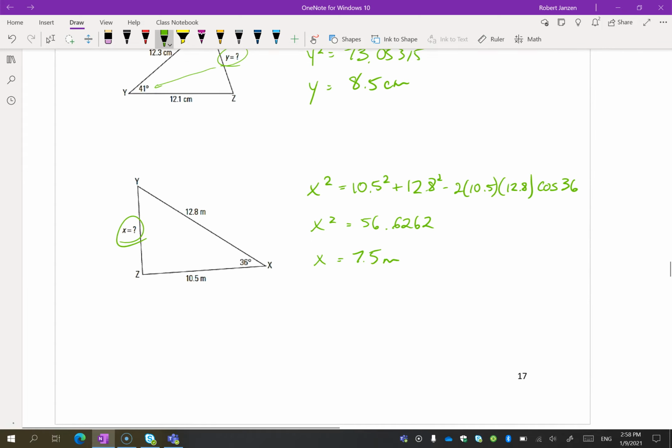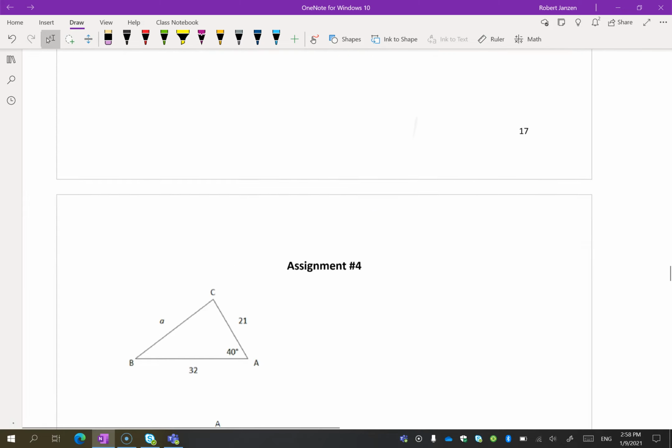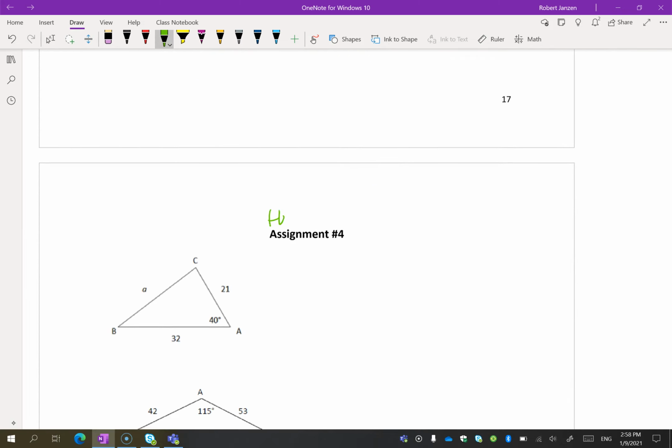So that's finding a side with cosine law. All right, I'd like you to try this assignment, please.